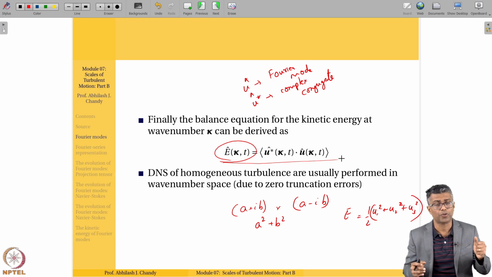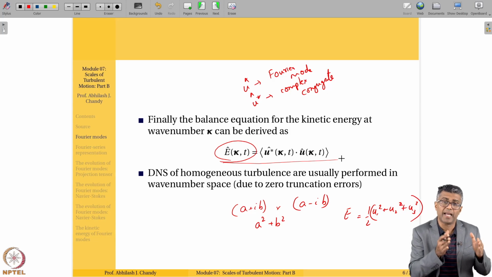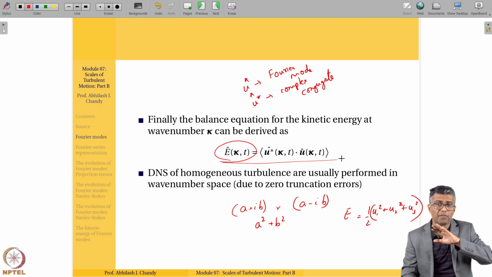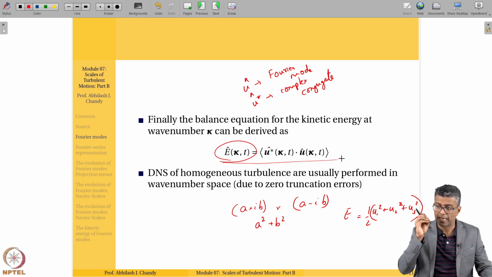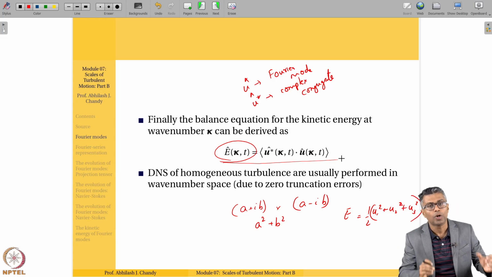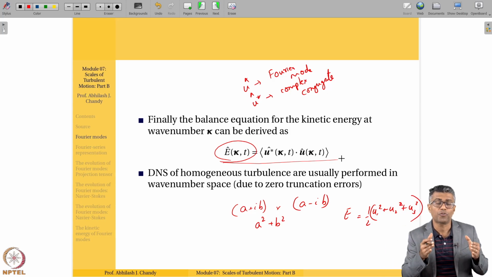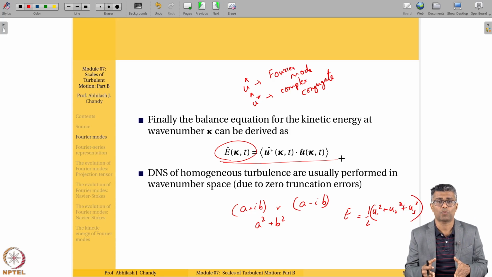We are converting it into Fourier space so that we can get the energy associated with each wave number, which we could not get in physical space, because we have a velocity vector at every point in the domain. That doesn't mean you know how much energy is associated with the large scales or how much energy is associated with the small scales. So for that, you would need to do a spectral analysis. You would need to know how much energy is associated with each length scale or each frequency. That's the reason why we did this.